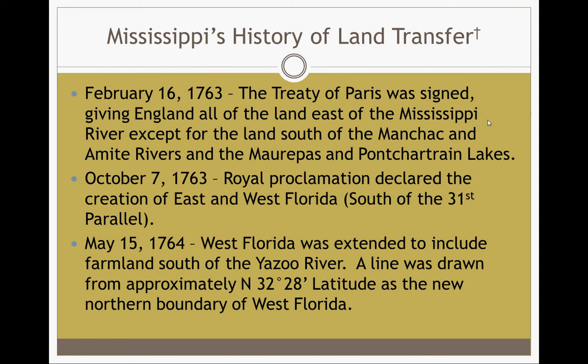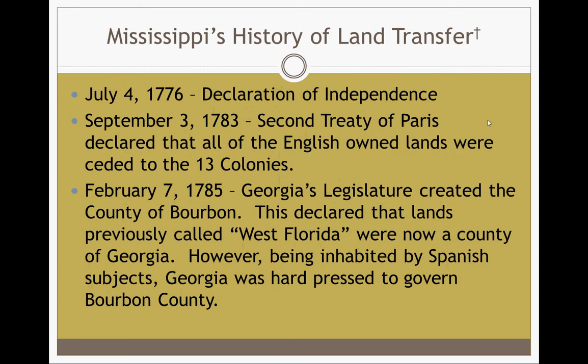And then when the colonists got a hold of the land, the English colonists, we started to see where America was moving in that direction, and the French didn't like it, and the Spanish didn't like it, and so we had some issues with that. Of course, on July 4th, 1776, we declared our independence from England, and on September the 3rd, 1783, the Treaty of Paris was signed, the second Treaty of Paris, by the way, and all of that land that was owned by the English was now ceded to the 13 colonies. So America is now starting to grow because of this.